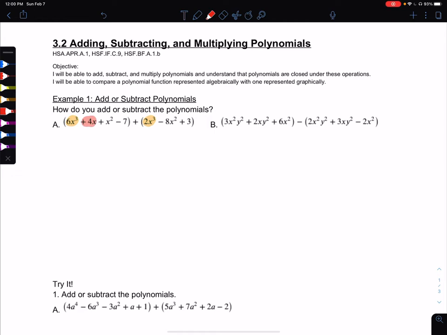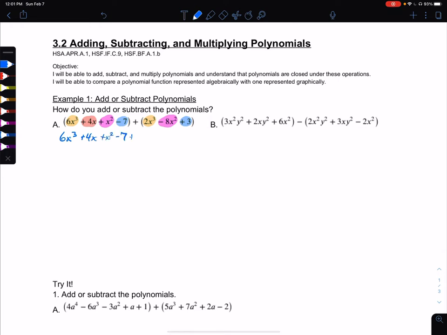Next, I'll look at the 4x. Nothing else has a base of x and an exponent of 1. All right, I see bases of x with 2 as an exponent, but nothing just x. X squared going across would match up with minus x squared. And then finally, this constant, minus 7, and plus 3 would be like terms. So it's important to remember when you're adding or subtracting, you are looking for the same base and the same exponent. So I'm going to rewrite these without the parentheses.